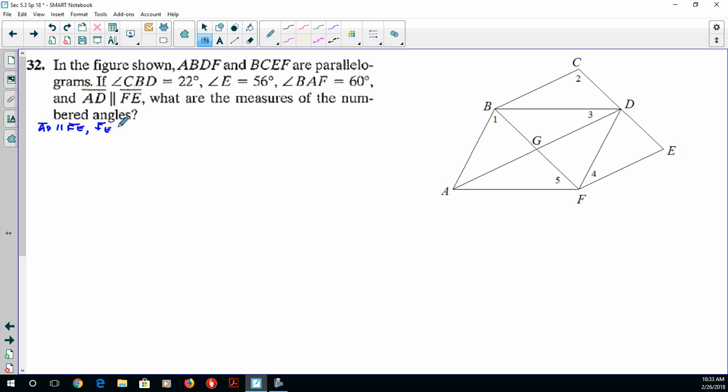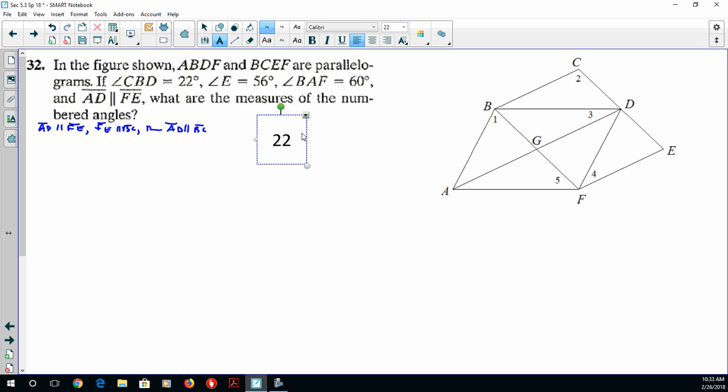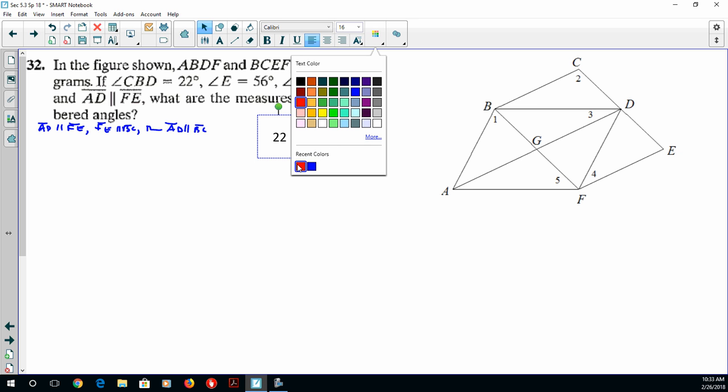Okay, let me put some numbers in here, and I'm going to type them in because a lot of these numbers we're just going to copy down a bunch of times. Okay, we need to make these about 16, and let's make them red. Okay, CBD is 22, so that goes right there. Make it 14. Okay, now, can we get anything from this?